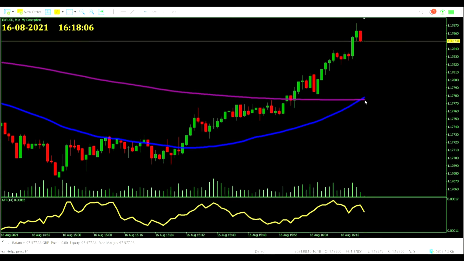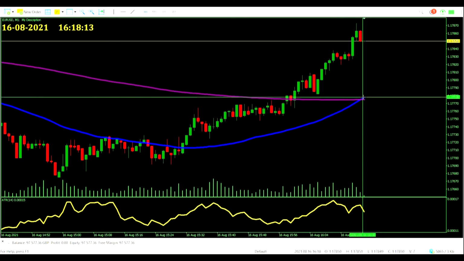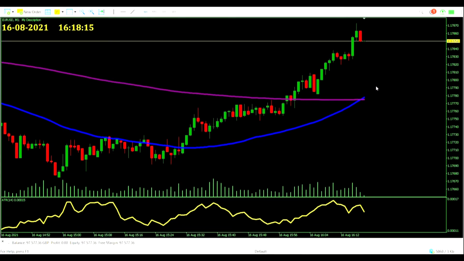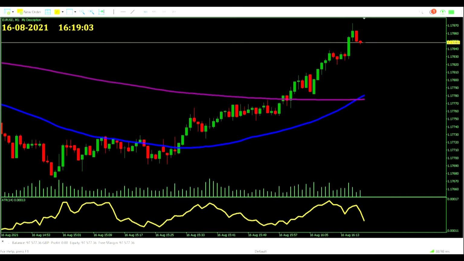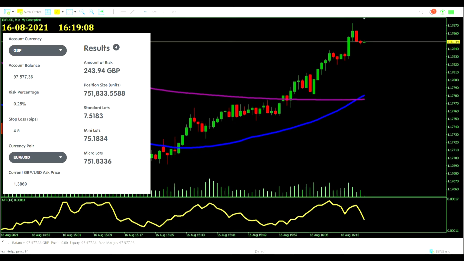So there we've got the 50 average sticking through the 200. That's the first period it's gone through, so we are just going to wait for this one to close, and then we'll be in the trade. Okay, so this is going to close. We're going to call this 1.5 pips, so that is 4.5 pips for the total stop loss and initial take profit. There is our risk on screen if you want to check that out now. So let's get in the trade.